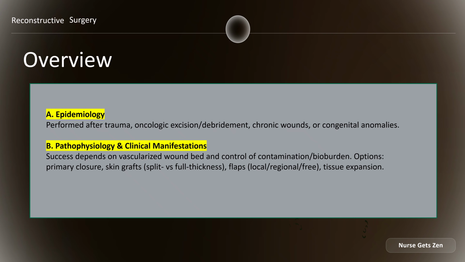So we know that there are two distinct groups of patients who require reconstructive surgery: those who need it because of congenital defects or disfiguring birthmarks, and those who need surgery because of trauma, infections, and chronic wounds.